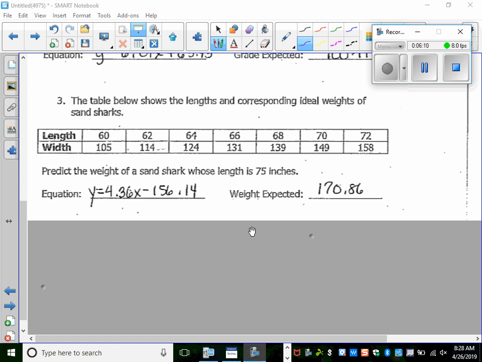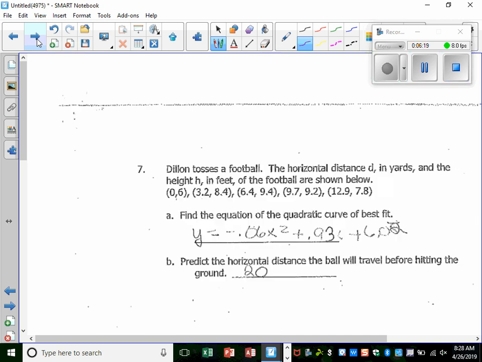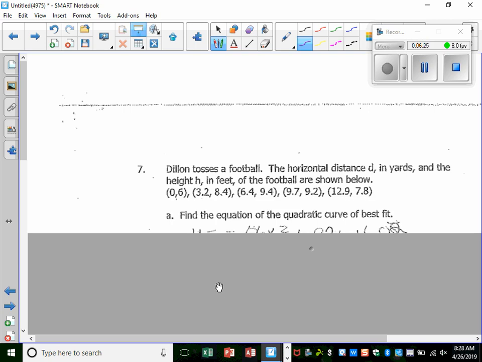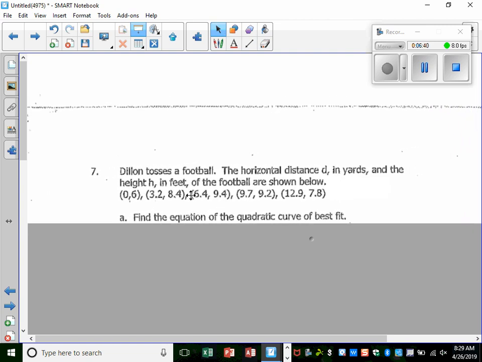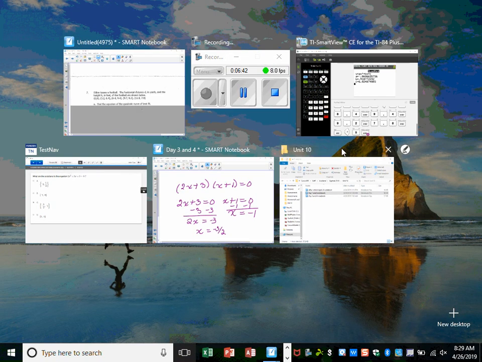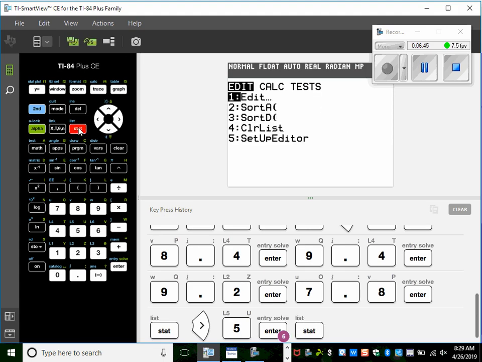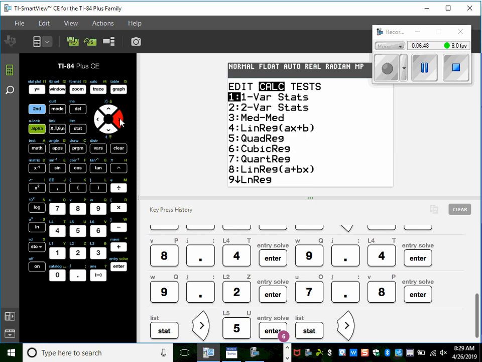Now we're going to do what we call a curve of best fit. And let's go to page 15. If everybody would go to page 15. All right, so there's really only one difference when you're doing the curve of best fit, because it's like a quadratic curve. So instead of hitting option 4, you're going to see something on your calculator. Let me show it to you. So when I go back to stat this time and I go over to calc, see how it says quad?